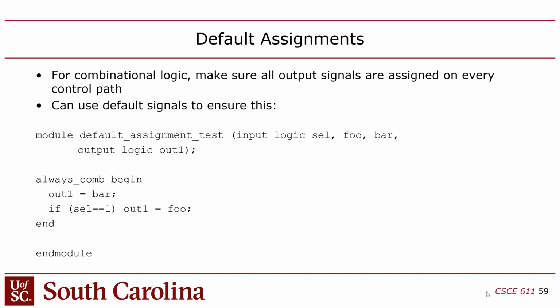However, what will end up happening in this case is because we're using an always com, the compiler can possibly recognize that you've got a latch behavior in there and it'll give you an error. It'll tell you, oh no, you need to make sure that you set out 1 in any control path through this guy, right? So in this case, notice here I set out 1 to a default. I set it as bar, and then I changed it to foo.